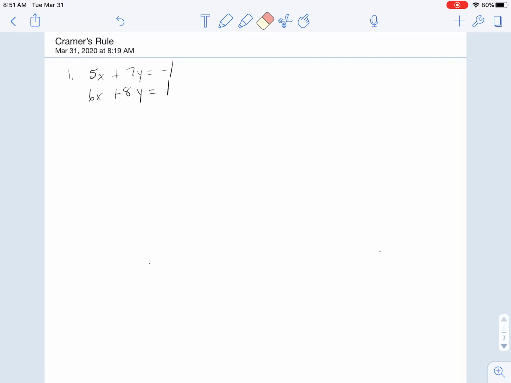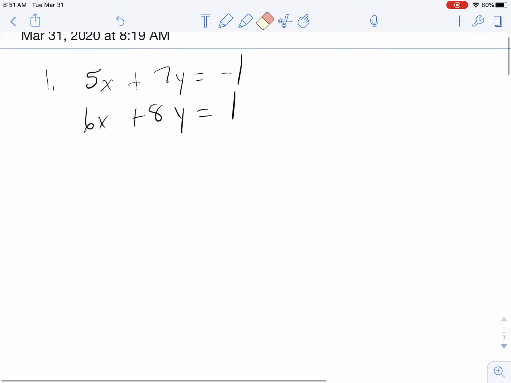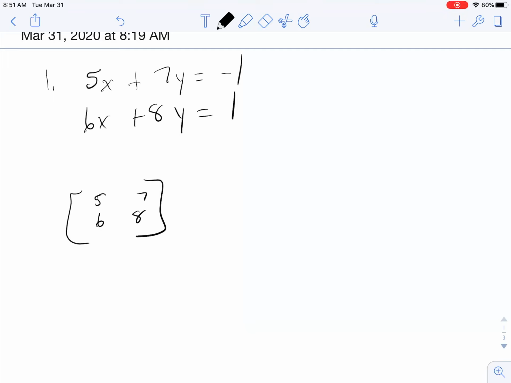But we also have another way which involves Cramer's rule, which says that you can come up with what we call a coefficient matrix. A coefficient matrix would just be, for example, in this particular one, taking the coefficients of the first equation, 5 and 7, and then 6 and 8 for the second equation. This is going to make a coefficient matrix, okay?